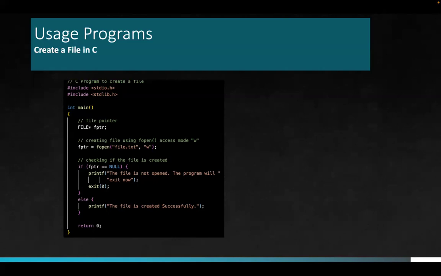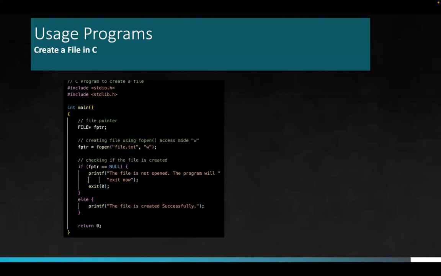FILE is a keyword, and star fptr, whatever name you want to give, star fptr or star new, just a pointer. That is the name of the file pointer. fptr is equal to fopen of file name comma access mode. Here, to create a new file, you have to use w.